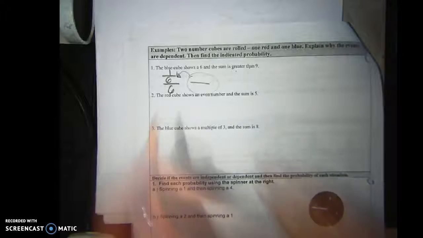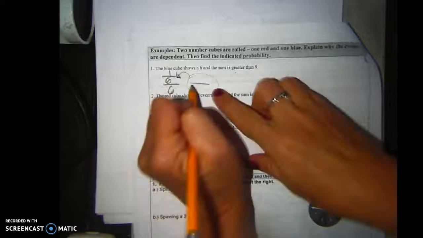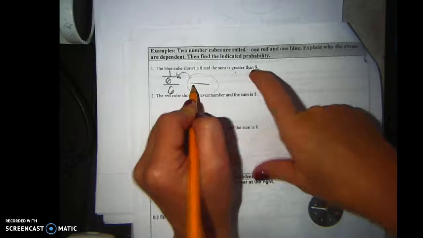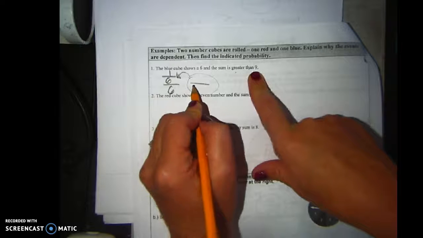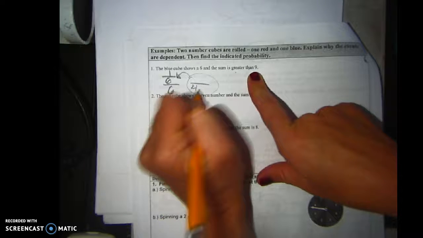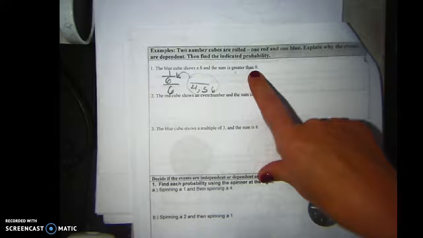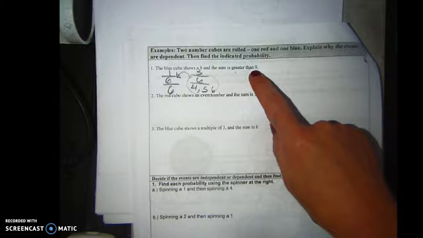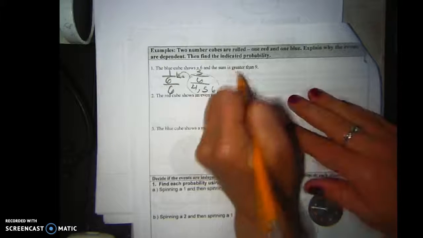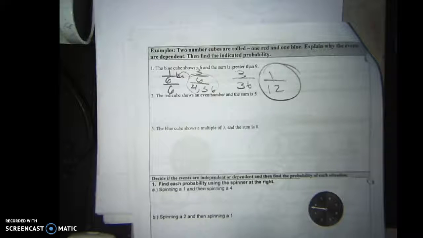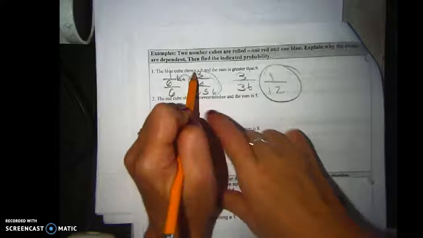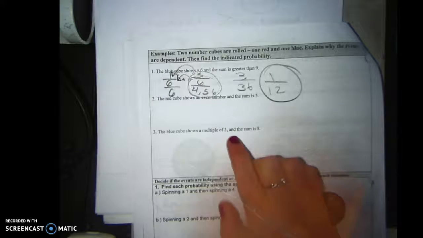Okay? So the only possibilities that it could be, it can't be a one because six plus one is seven. It can't be a two because six plus two is eight. It can't be a three because that's equal to nine. So it can only be a four, a five, and a six. That means that's three out of six options. And now I multiply them and I get 3/36, which simplifies to 1/12. This is considered dependent. I cannot calculate this guy until I know this guy.